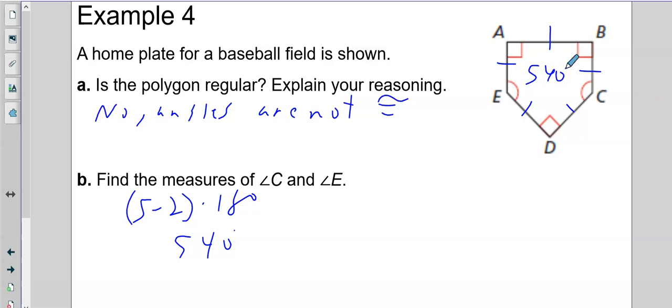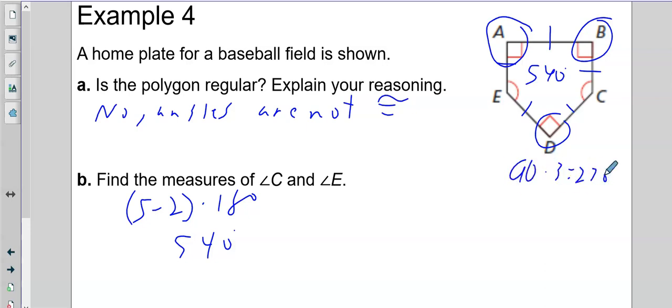Now, C and E are equal, so we'll get to that in a second. But we know that A, B, and D are 90 each. 90 times 3 is 270. So if we subtract 270 from that amount, we get 270.